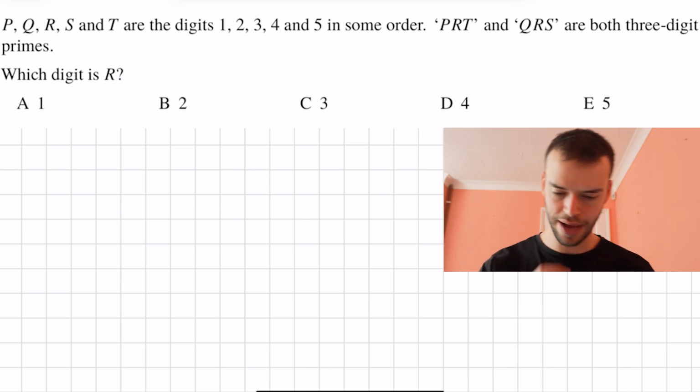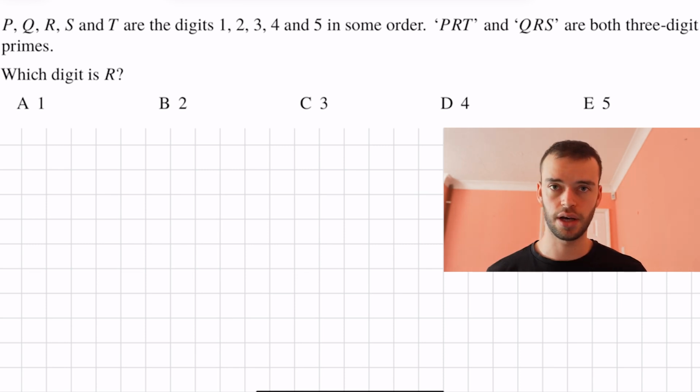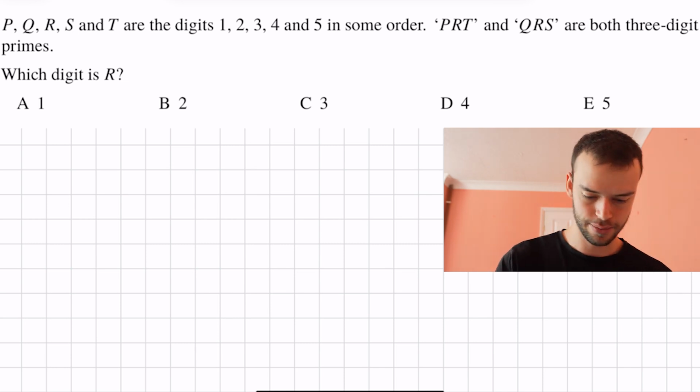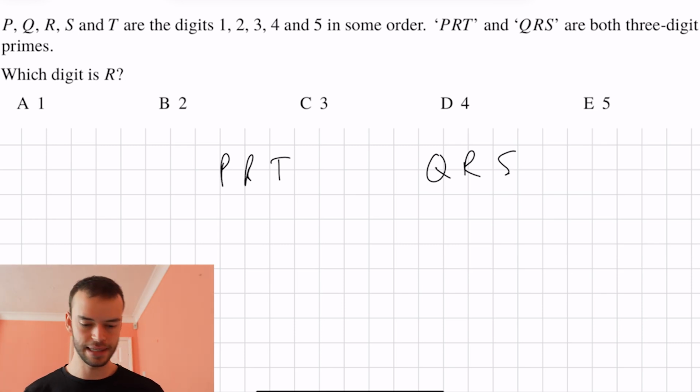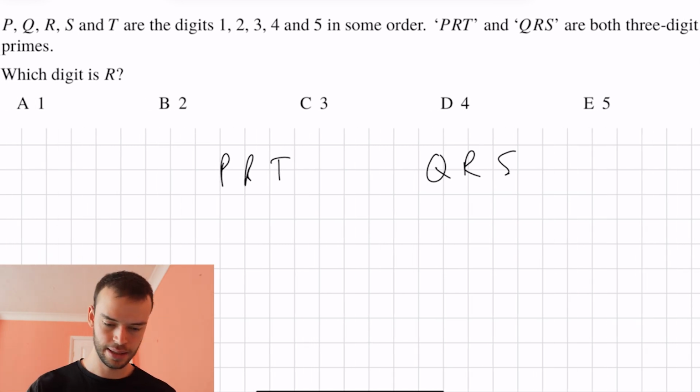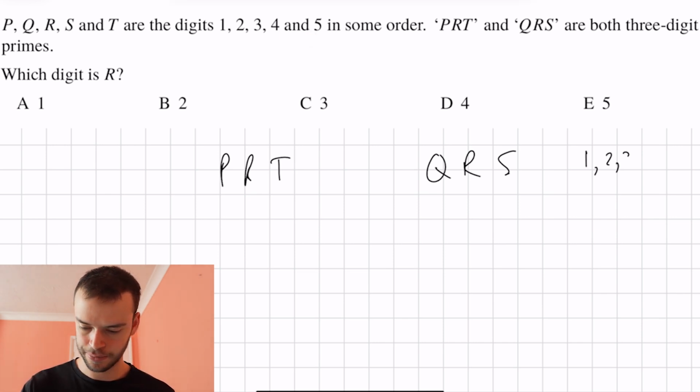Let's just have a little think about how we're going to do this. If you want to have a go at it yourself, pause the video and then unpause, and we'll try and solve it together. Okay, so when I'm looking at this question, I immediately just want to write down PRT and QRS, as well as write down the digits that they can be. They can be 1, 2, 3, 4, and 5. So let's just write that down to the side here.